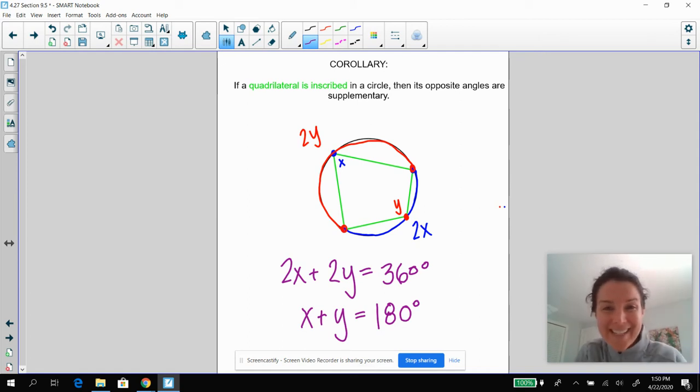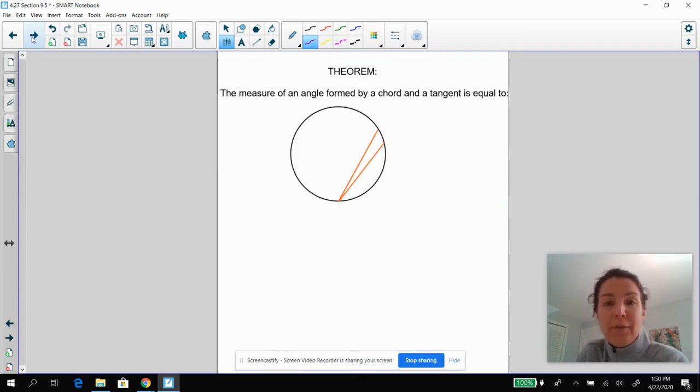What? Isn't that amazing? So the opposite angles in any inscribed quadrilateral within a circle are going to be supplementary to each other. And the same is true for the other two angles that we didn't talk about. So that's an important corollary. And then another little theorem here.